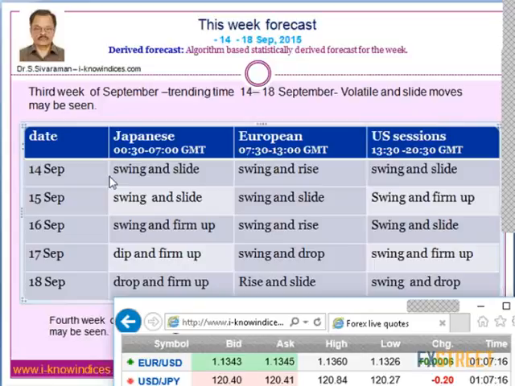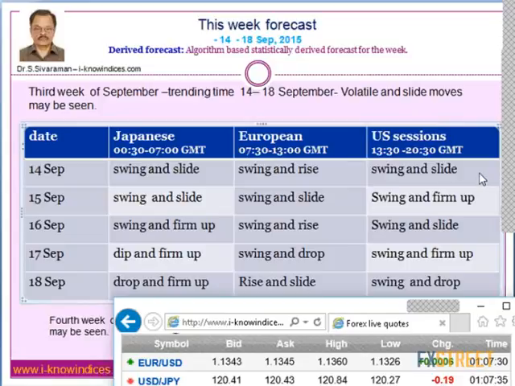So today, they are expected to make the swing and slide during the Japanese session, followed by a swing and rise during the European session. They could make the market go up, euro and GBP, and then slide again during the US session.